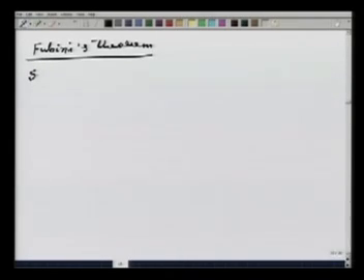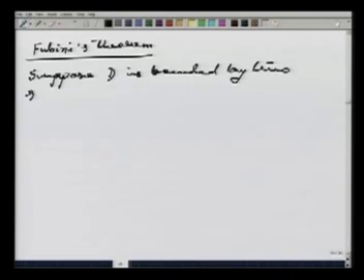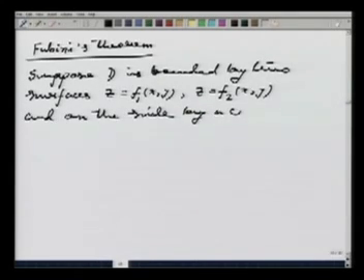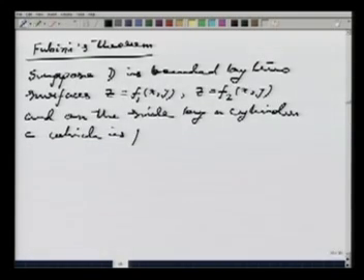So suppose D is a region in 3 dimensions, it is bounded by 2 surfaces, let us say z equal to f1(x,y) and z equal to f2(x,y). f1, f2 both are continuous functions, of course, and on the side by a cylinder C which is parallel to the z axis.